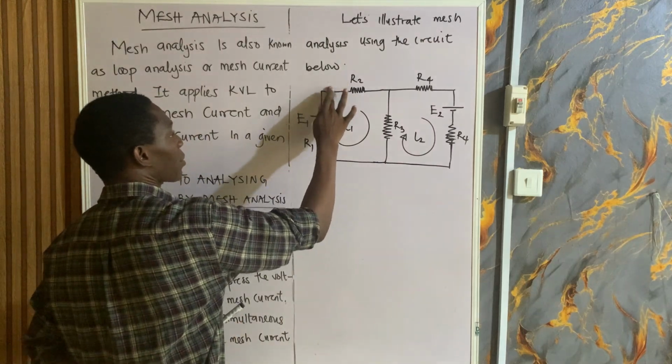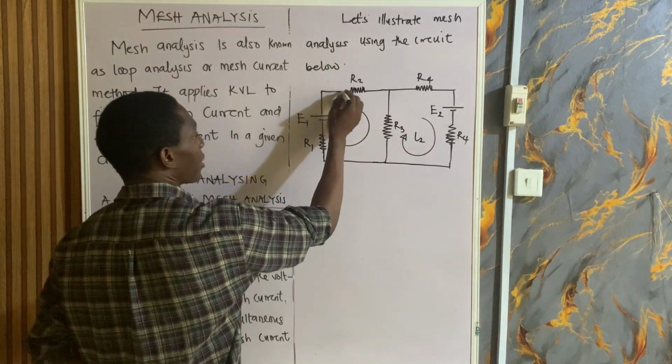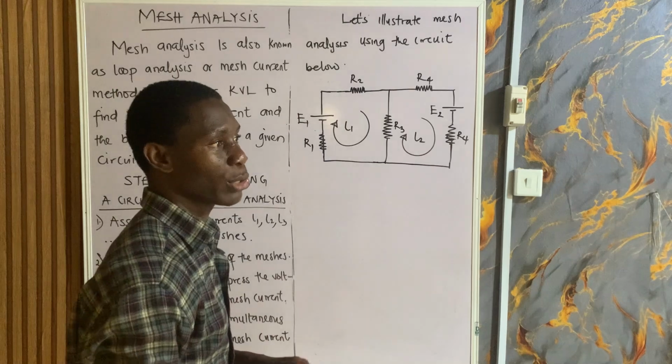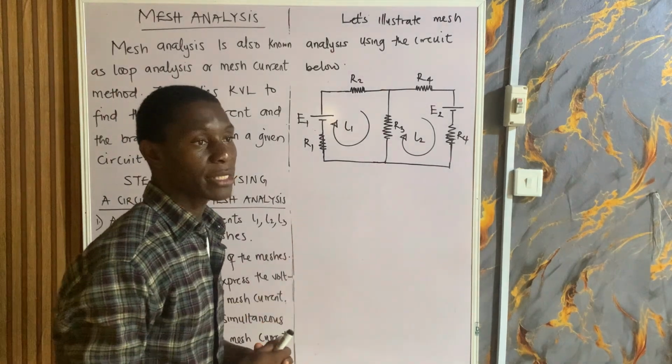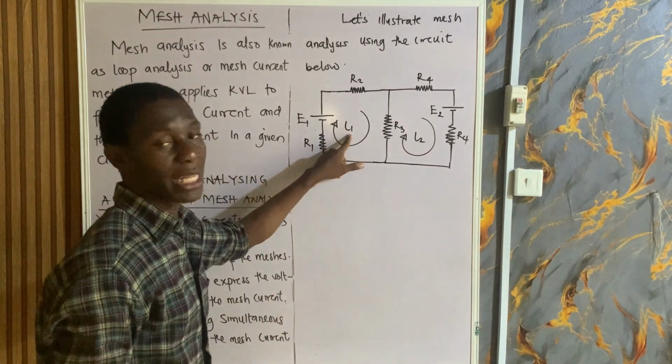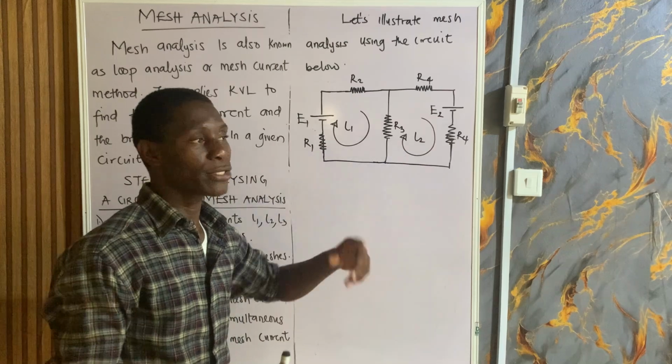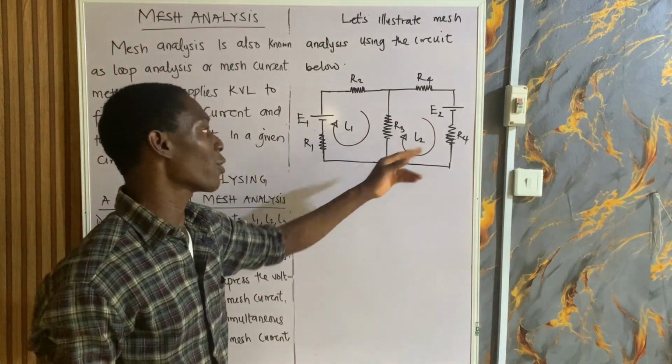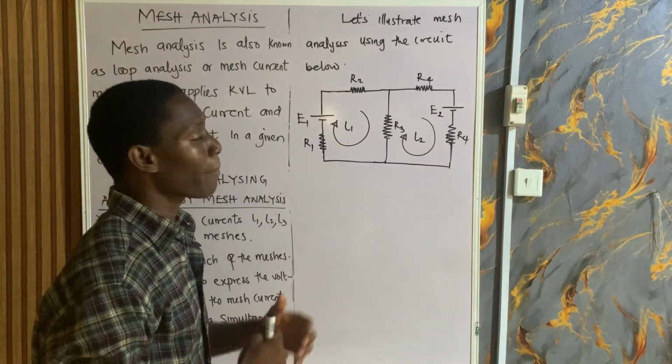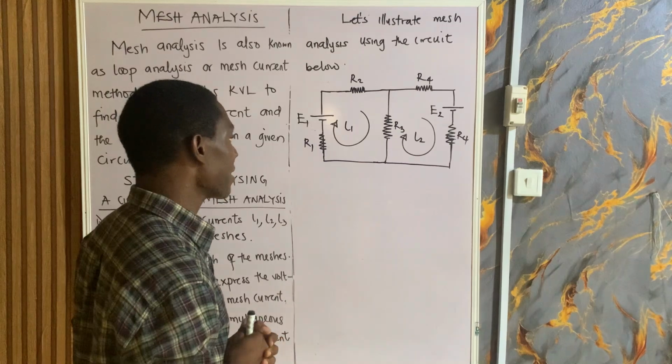But we don't want to go into the branch current, because we don't need the branch current to solve this circuit. All we need are the mesh currents, which are small letter I1 and small letter I2. So we've assigned our mesh currents now. So let's apply the mesh analysis here now.